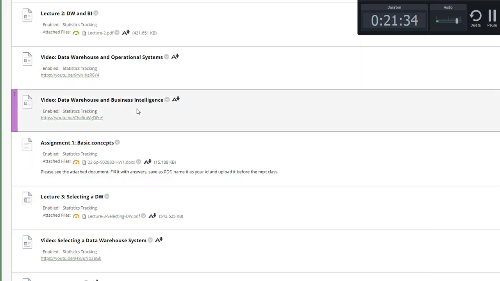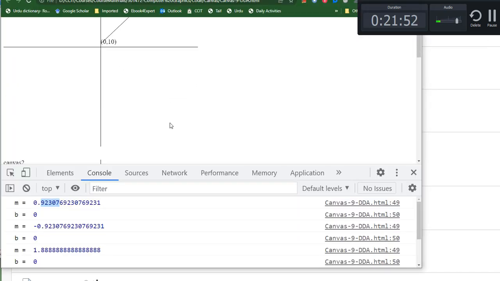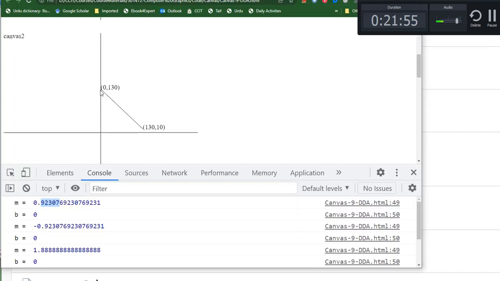The second one is this one. The first point x is 130, 10, and the second point is 0, 130. Okay, 130, 10 and 0, 130. That's my second canvas. So I will go to the second canvas. 0, 130 and 130, 10, and here the m value is minus 0.92. This is less than 0. It is negative, but still it is less than 0.